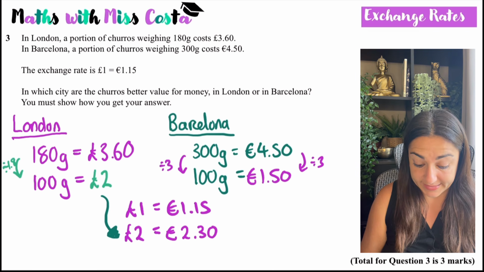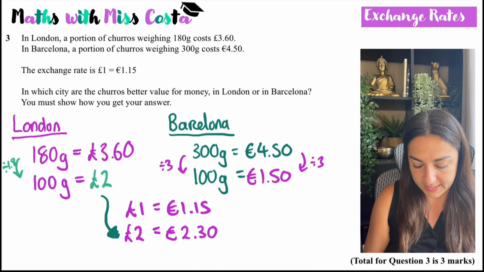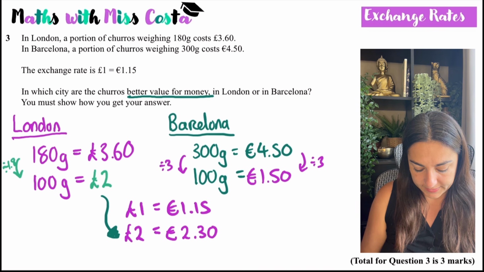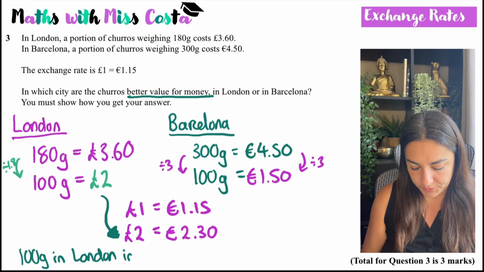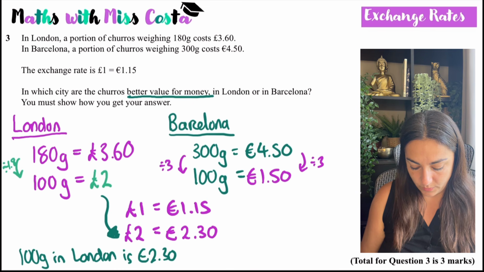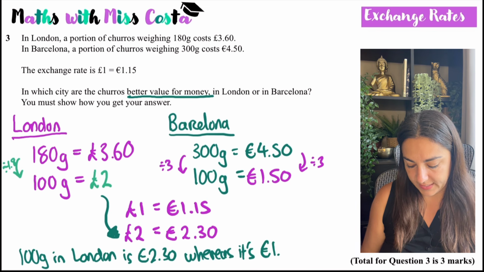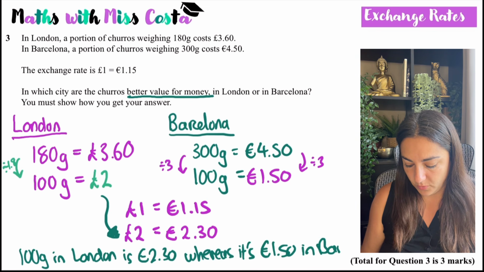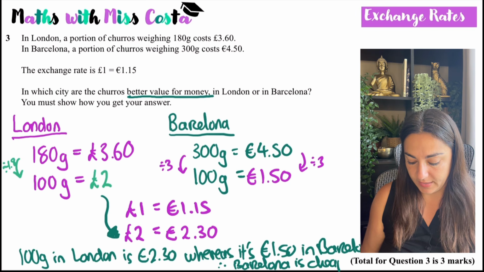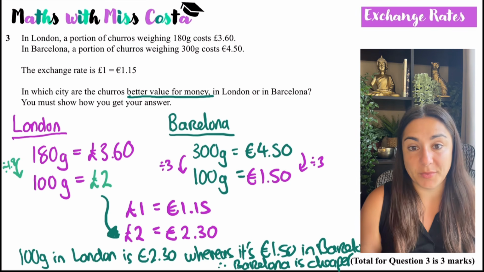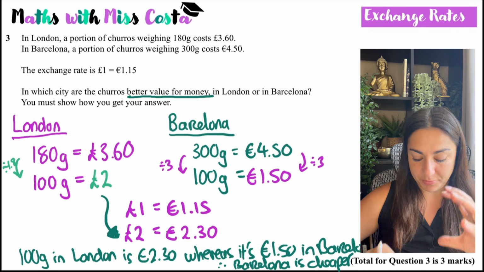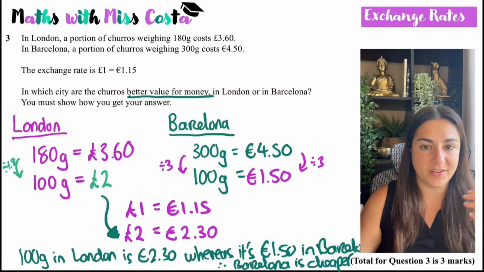So it says, in which city are the churros better value for money? Well, 100 grams in London is €2.30, whereas it's €1.50 in Barcelona. So therefore, Barcelona is cheaper or better value for money. Okay, so that's the key thing with exchange rates questions. Try and separate it, work out a unit cost, and then you can compare them easily.